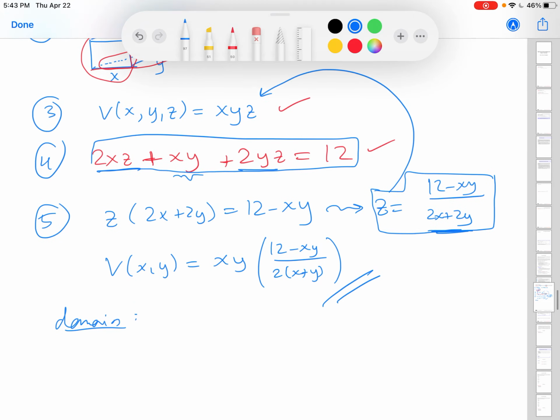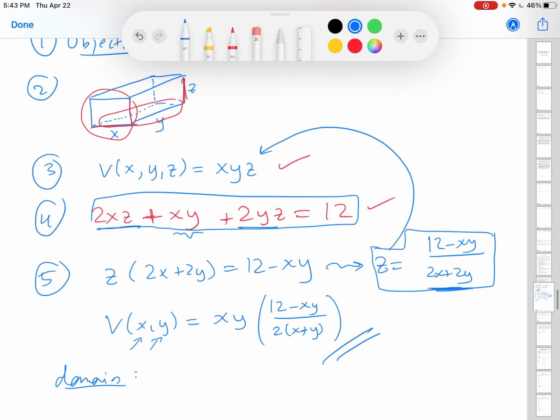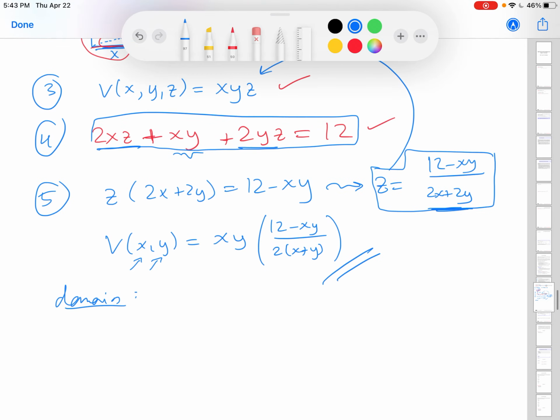First of all, in this iteration, x and y are still part of the box, the dimensions of the box. So we want there to be an actual box, so we want these to be positive numbers. And then as a function, if I look at this v function, I have a denominator. So I don't want the denominator to be 0. I also don't want the denominator to be negative. Again, we would have a negative volume. So what I want is x plus y to be bigger than 0.